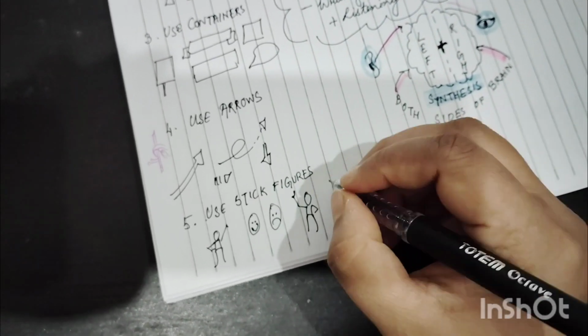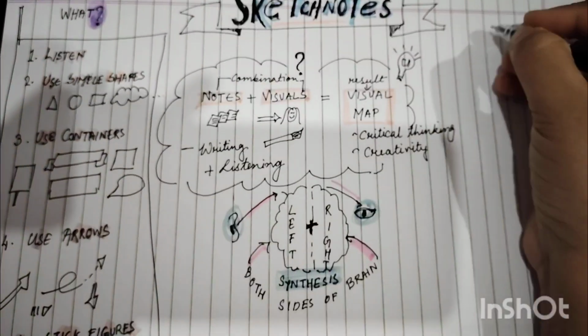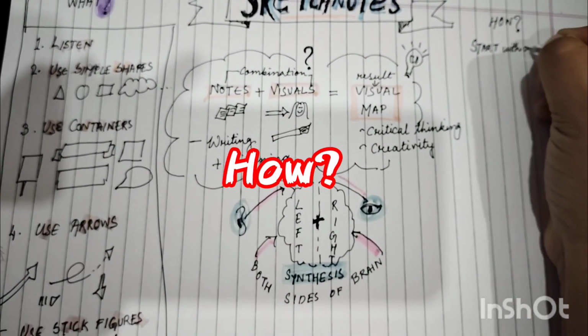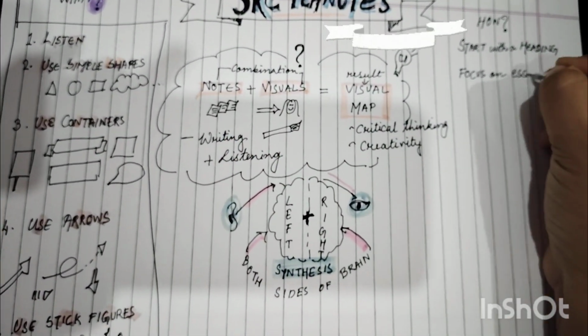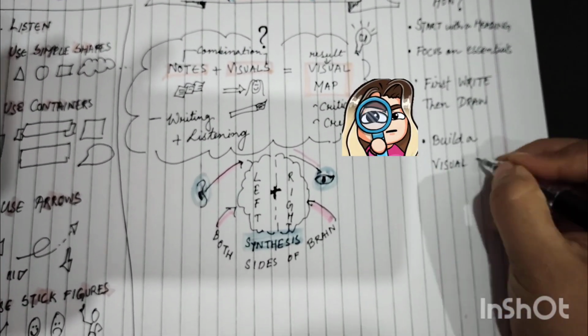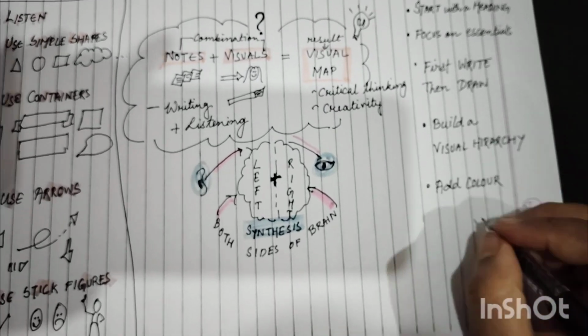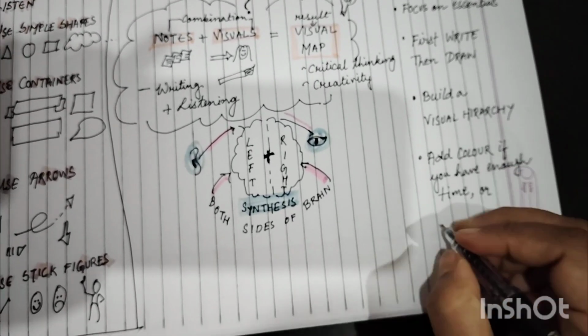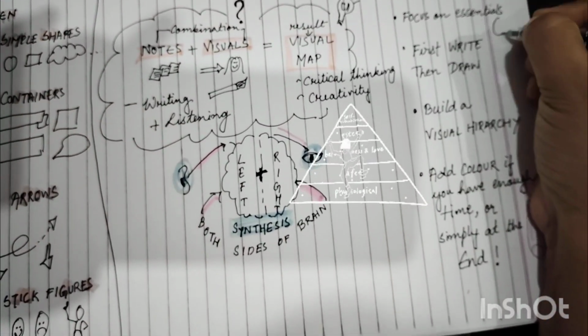Now, let's come to the practical part. How to do it? Well, start with the heading. Then focus on the essentials and write the keywords along with some simple symbols. Do it in a way that you are building a visual hierarchy.